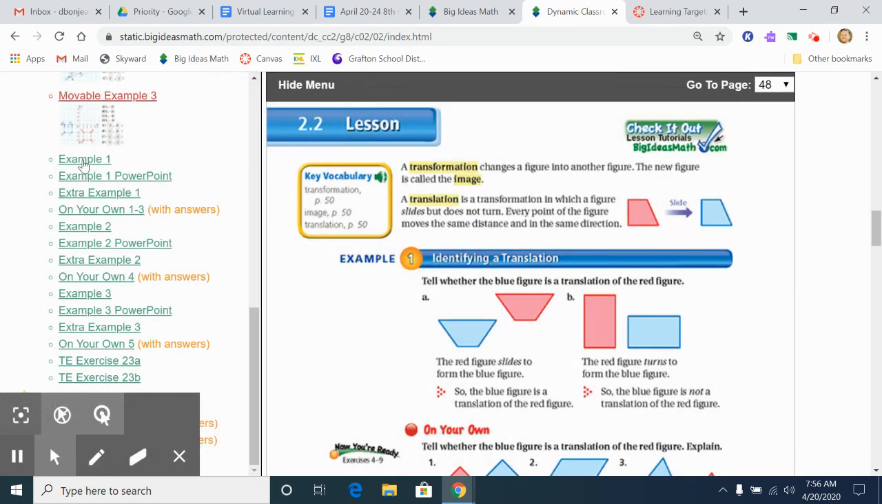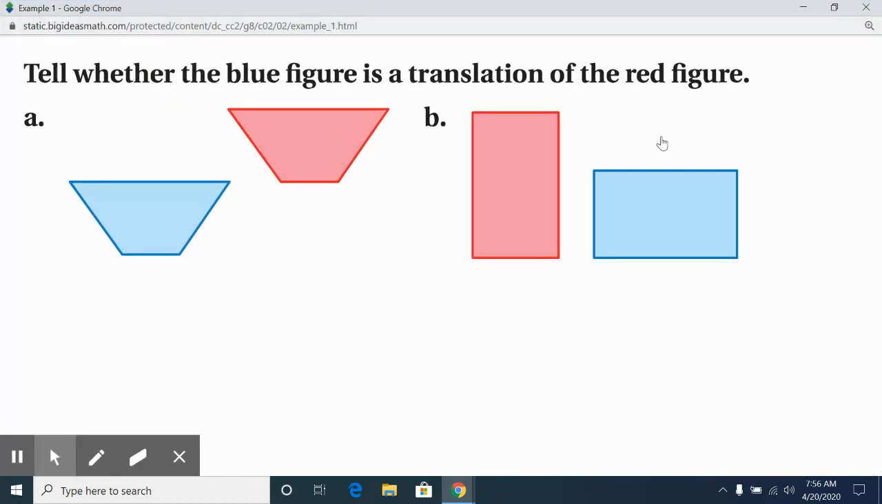Okay, so first we want to be able to identify a translation. So they're asking us, is the blue figure a translation of the red figure? Are we just taking every point or every vertice and sliding it the same distance in the same direction to get the other vertice? So quick example, I'm going to try and draw this best I can. Here are the vertices, okay, of the red figure.